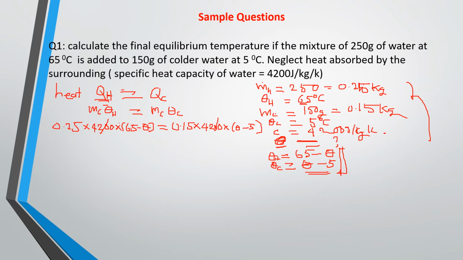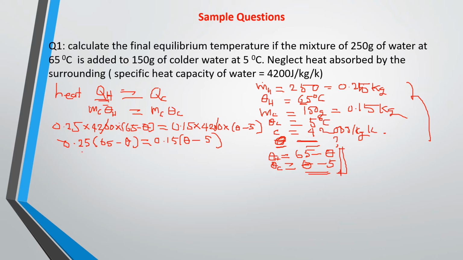We can just cancel those out first to make everything less clumsy, so that we have 0.25 multiplied by (65 minus theta) all over 0.15 multiplied by (theta minus 5). Fine. So from here now we can progress easily.